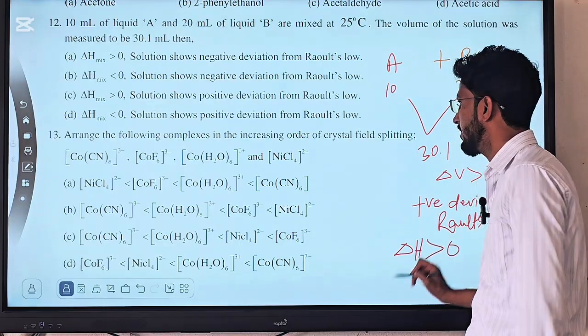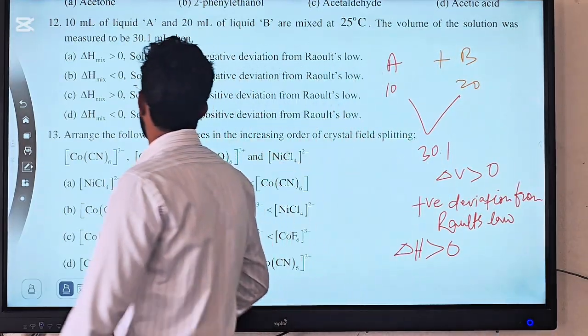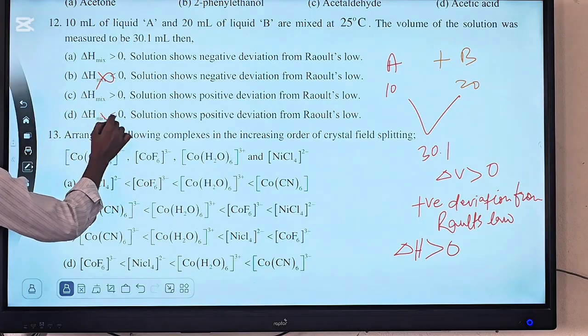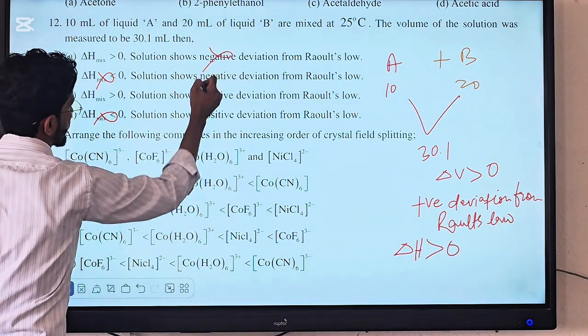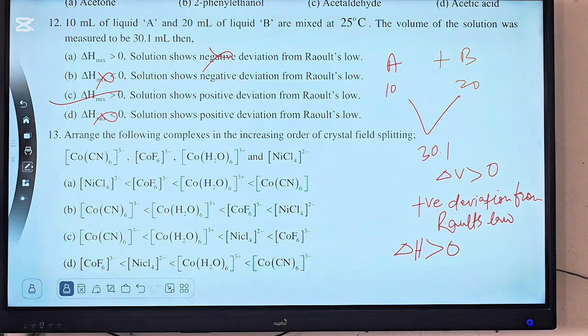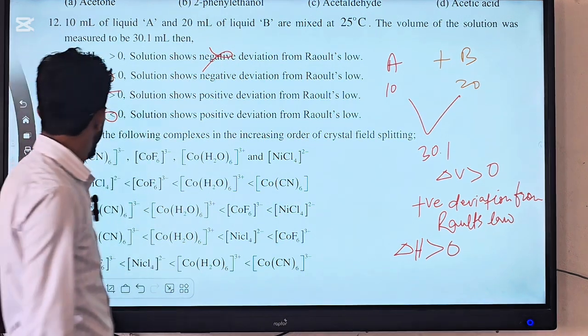Del H greater than 0. Is the answer del H less than 0? No. Del H greater than 0? Yes. So negative deviation, no. So positive deviation from Raoult's law. The answer will be C. Okay.